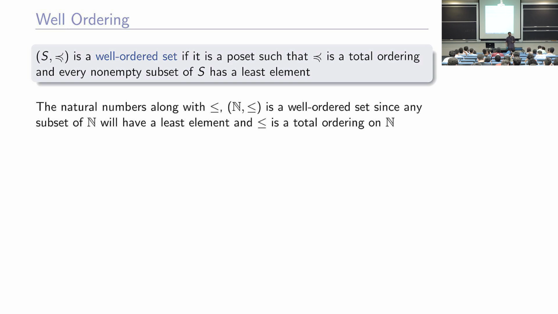Any pair is comparable. This is also well ordered. You take any subset, there will be a minimum, right? This isn't true for real numbers.